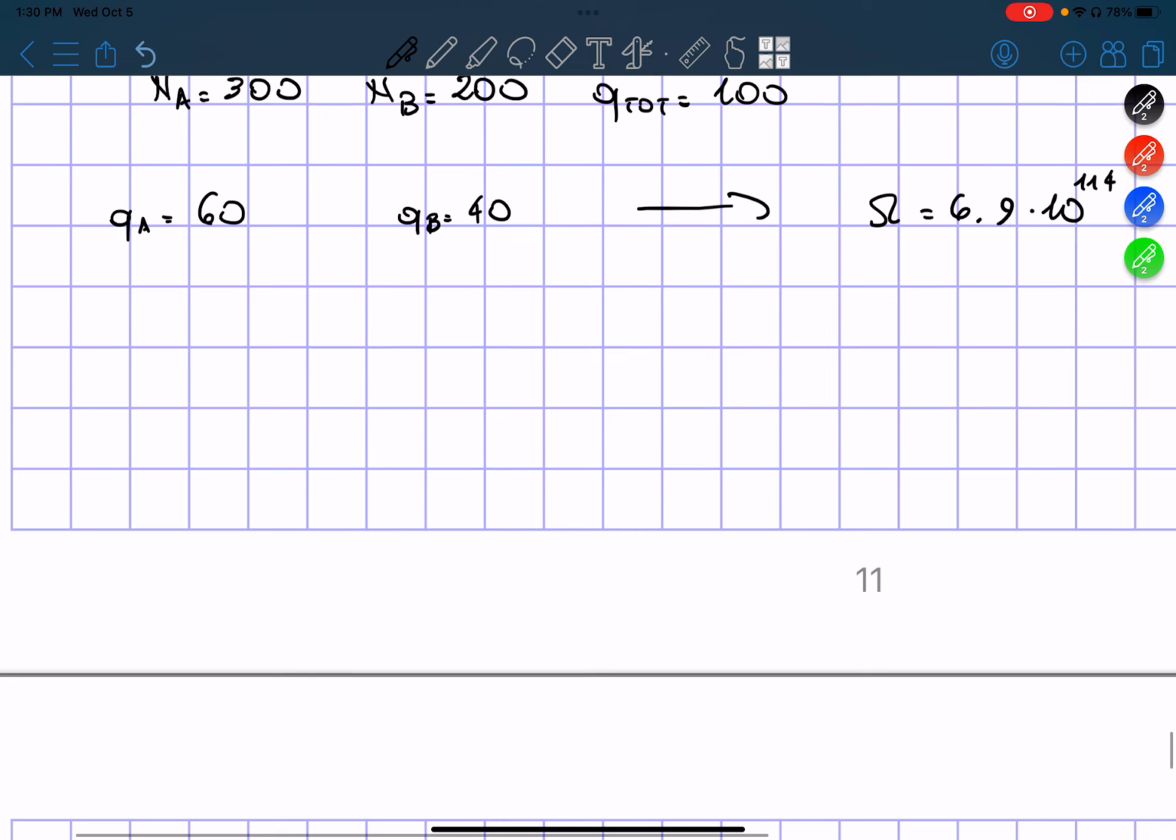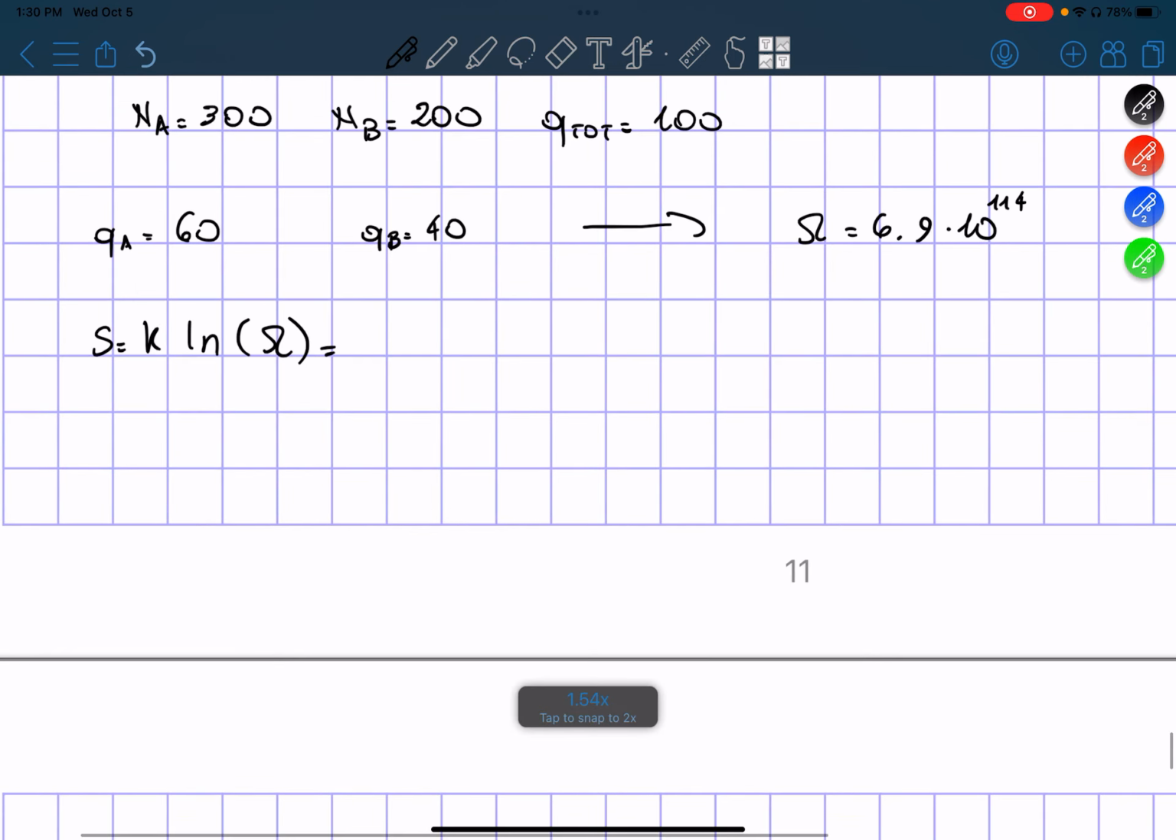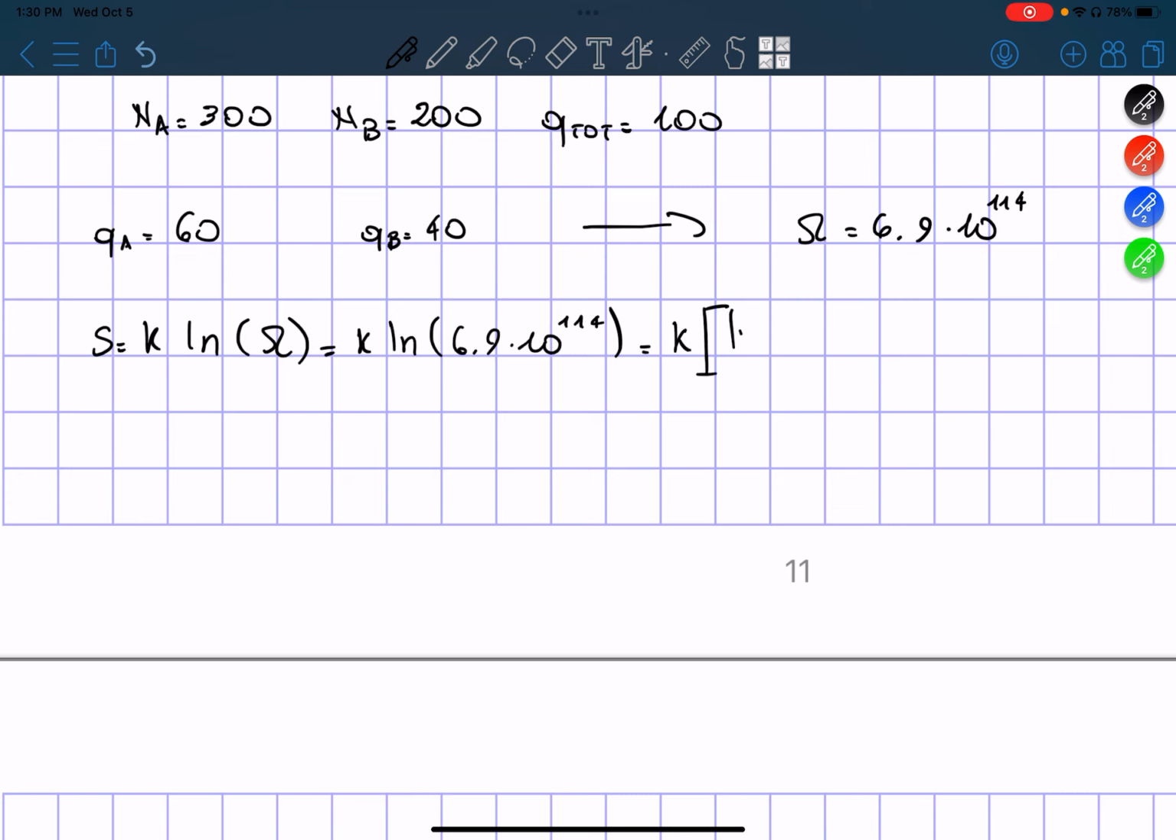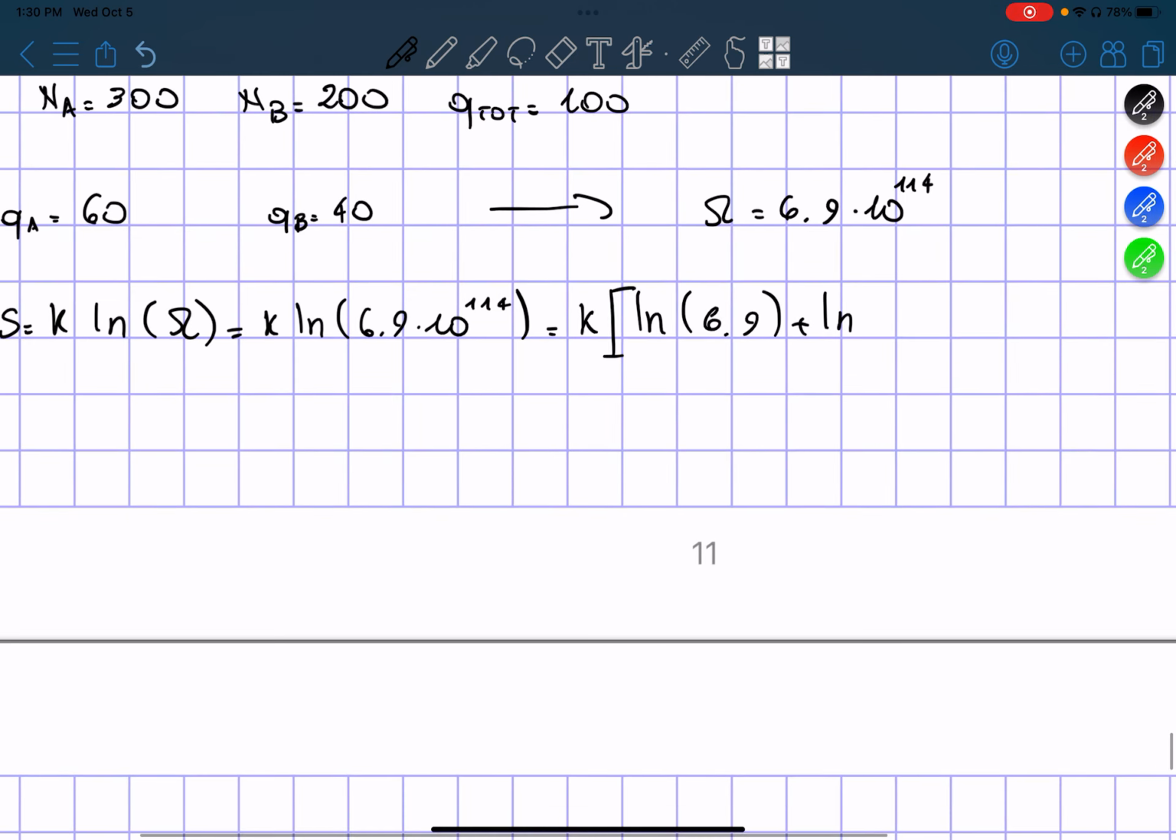Well, we can just say entropy is equal to K ln of the multiplicity at the most likely state. So we have S equals K ln of 6.9 times 10 to the power of 114. We can break this up in parts. I'm just going to keep the K over there: ln of 6.9 plus, actually, we can solve 114 times ln of 10.